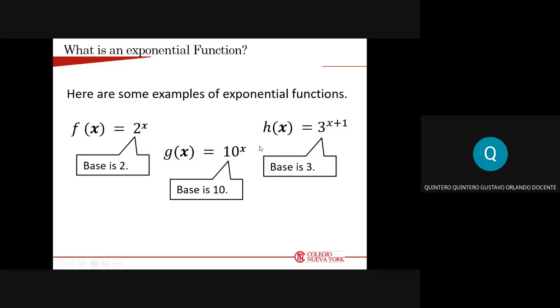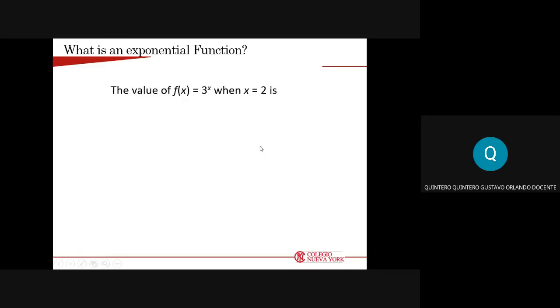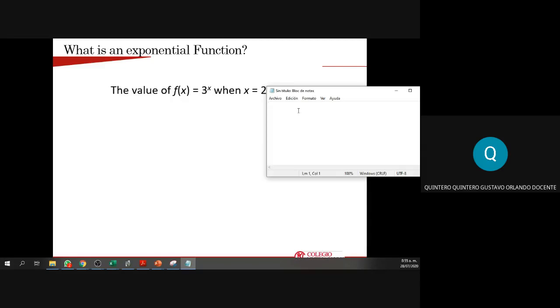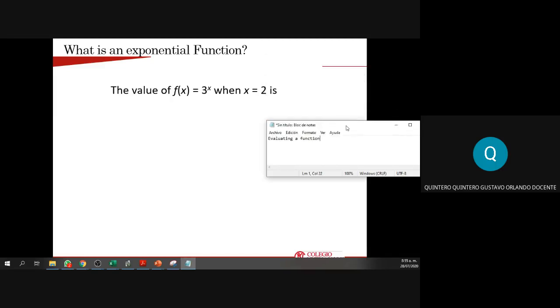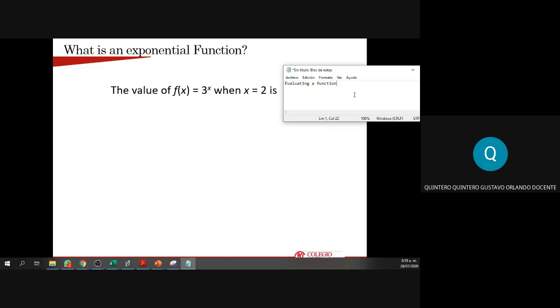So now we had some examples, right? Let's study what is called evaluating a function. Evaluate. Let me open the notepad. This is what this is called. Evaluating a function. Evaluar la función. That is the name. Evaluar la función.